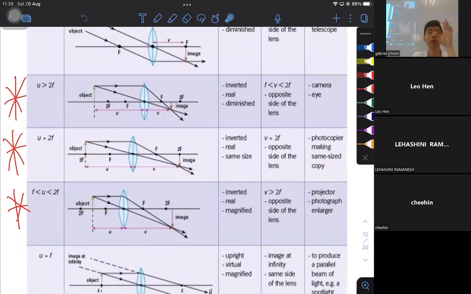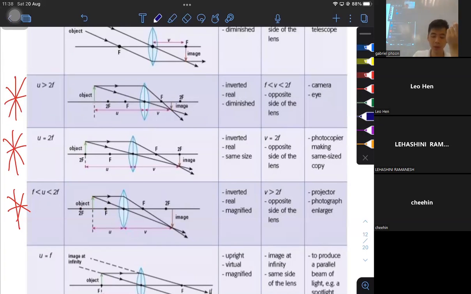Guys, by the way, for those who are confused, 2F just means double the focal length. So let's say the original focal length is 3 cm. Double the focal length means it's going to be 6 cm. It's just double the focal length. That's why it's 2F here. So depending on where the object is going to be placed, the lens will behave differently as well.